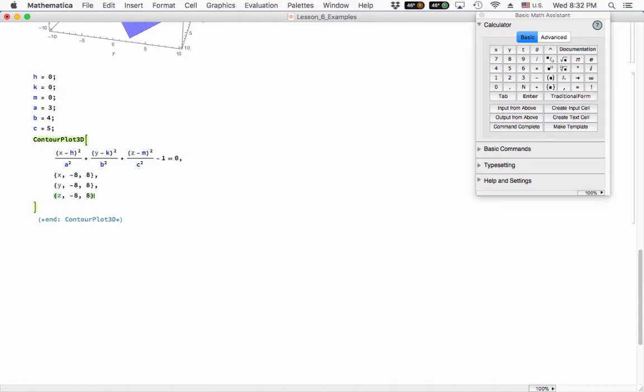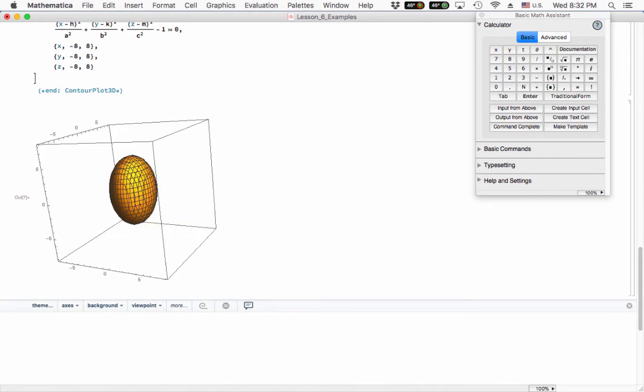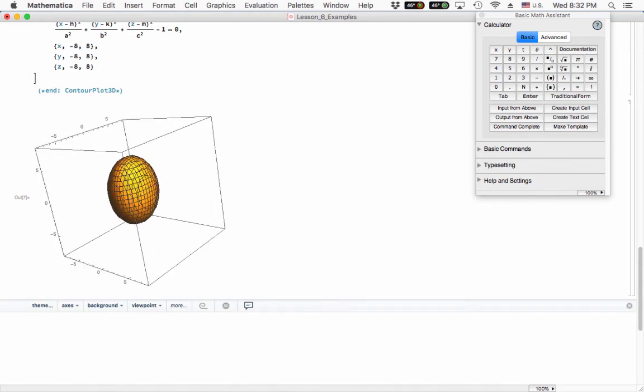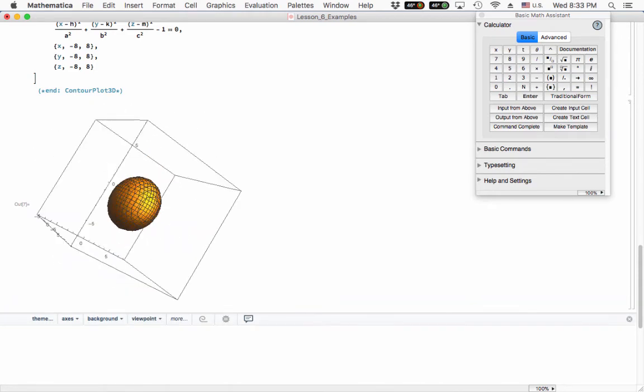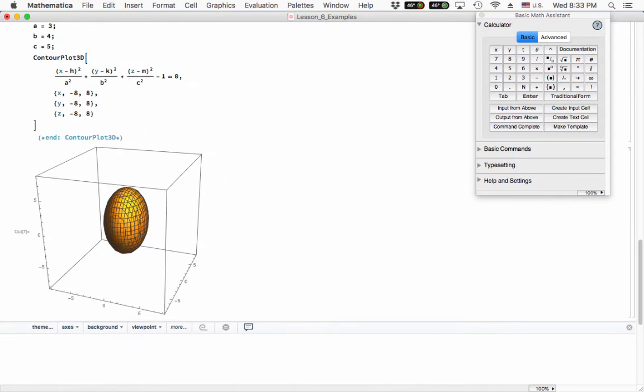Oh, I broke a cardinal rule. Every time I open a brace, immediately close that brace. Z from -8 to 8. Notice that when we're coding, I'm partitioning each line separately. Okay, let's go ahead and enter this command. So I'm going to hold shift and push enter. Look at that. So that's an ellipsoid. And notice it is a three-dimensional version of an ellipse. You could think about it like a very smooth football.